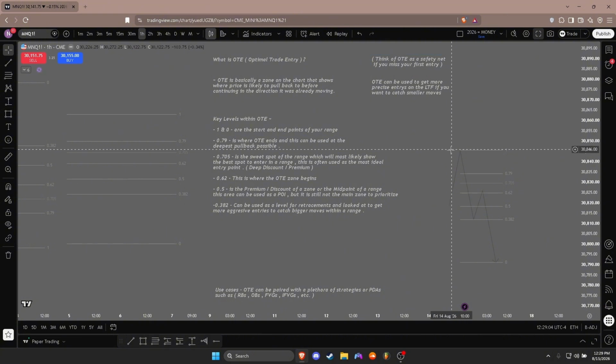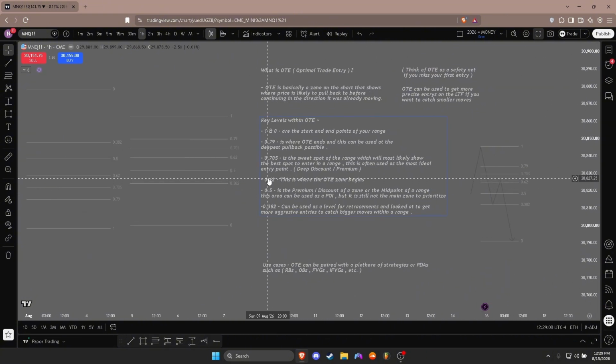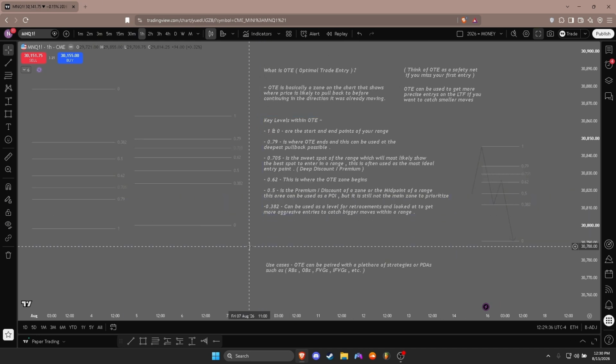I'll be showing some examples of 0.705 entries, right? And 0.62 is where the OTE begins. So anytime price hits my 0.62, I want to start paying attention and seeing how we react off the levels from 0.62, 0.705, and 0.79. So this whole range right here, if price enters within this whole range, you really want to start paying attention to find entries.